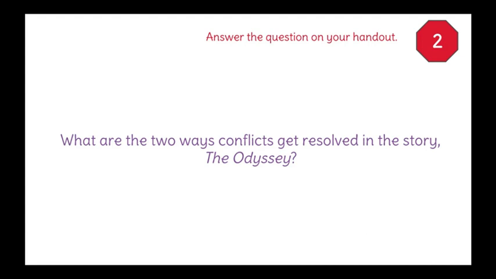You've just learned that the story, the Odyssey, follows a predictable structure that repeats itself a number of times. Odysseus will set out for Ithaca. Then he will encounter a problem or conflict. These conflicts usually get resolved in one of two ways. Answer question number 3 on your handout. What are the 2 ways Odysseus resolves conflicts in the story? Pause the video and follow the directions on the slide.